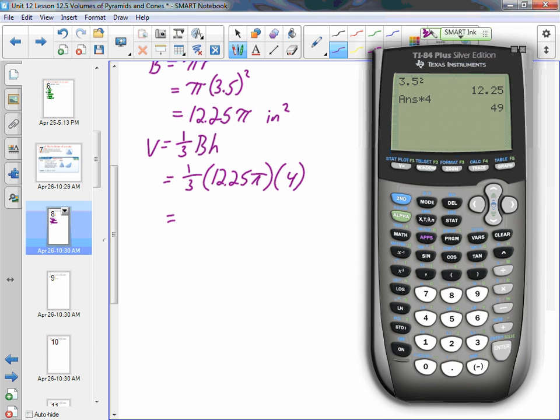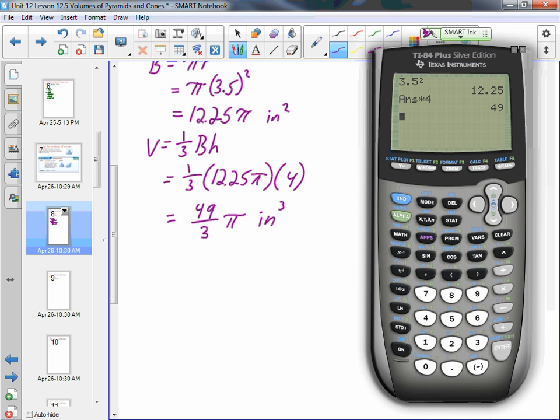I multiply the 12.5 times the 4. Now multiply that by 1/3. Call that 49/3 pi cubic inches. Now, the directions did say round to the nearest, and it says 10th. We'll do 100th. But I don't want you to forget that exact answers are exact answers. I want you to be able to get the exact answer before you get the rounded answer.